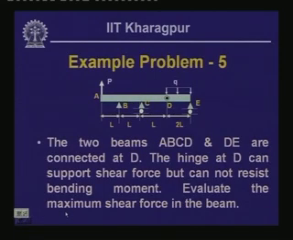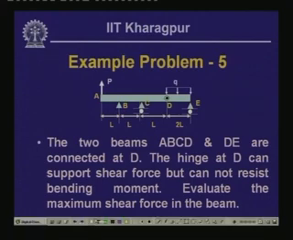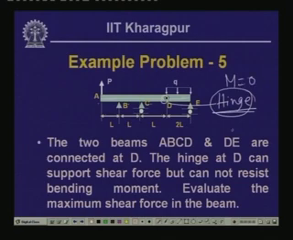Now, we have another problem which is quite interesting, and many times we do come across it in practical examples, where we have two beams A, B, C, D. This is one beam, and we have another beam DE. They are coupled together or joined together by an articulation. We call this a hinge, and this particular hinge has a characteristic that it cannot resist any moment. Moment is equal to 0, but it can resist the shear force.